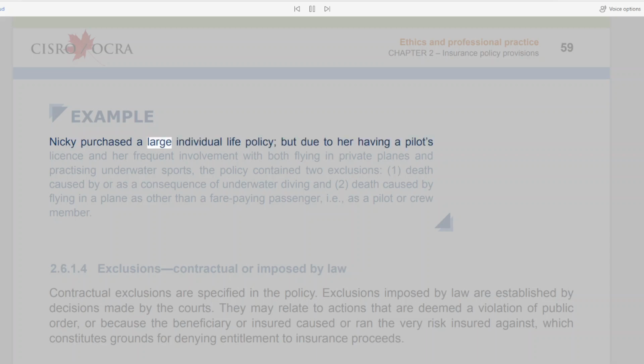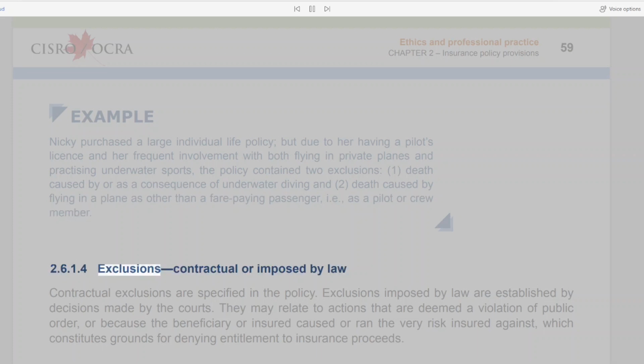Nikki purchased a large individual life policy, but due to her having a pilot's license and her frequent involvement with both flying in private planes and practicing underwater sports, the policy contained two exclusions: 1. Death caused by or as a consequence of underwater diving, and 2. Death caused by flying in a plane as other than a fare-paying passenger, i.e., as a pilot or crew member.